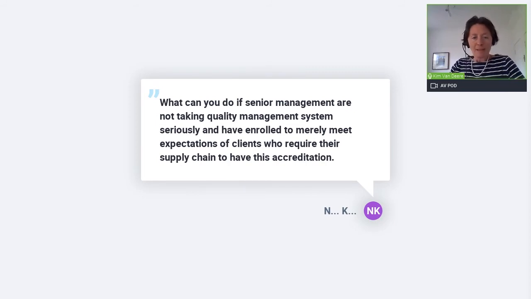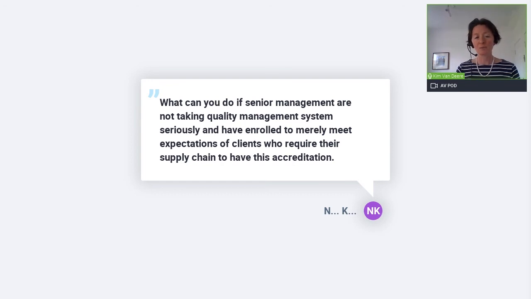Okay, and from Nirmal, we've got, what can you do if senior management are not taking quality management systems seriously and have enrolled merely to meet the expectations of clients who require their supply chain to have this accreditation? Really, really common problem. I think the scenario is really since the 90s, everybody has had lots of management systems and the expectation is that we have them. We may not always be fully bought into doing everything that we might do in an ideal world. So to an extent, we're doing the minimum to keep the certificate.